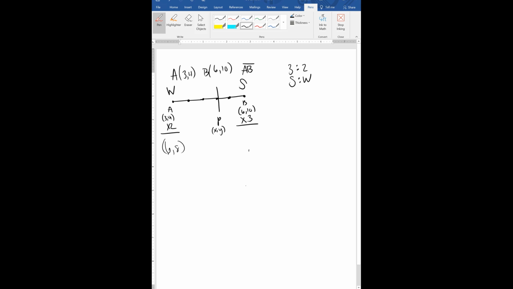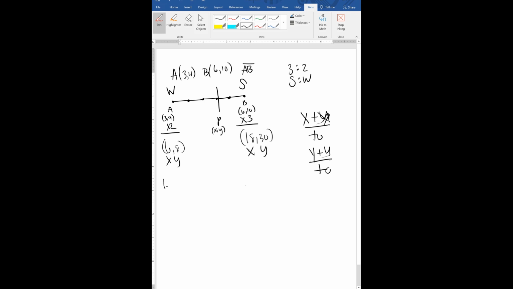Okay, so 6, 8, and multiply, that's 18, 30. And then what I do is I take the weighted averages of them. So when you're going to take a weighted average, you add your x's, and you divide by the number of total parts, and you add your y's and divide by the number of total parts.